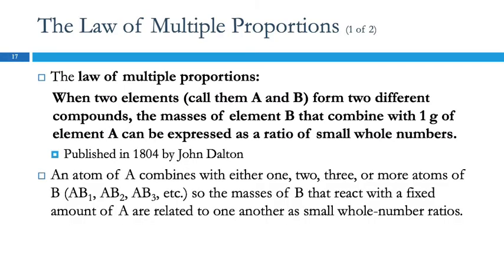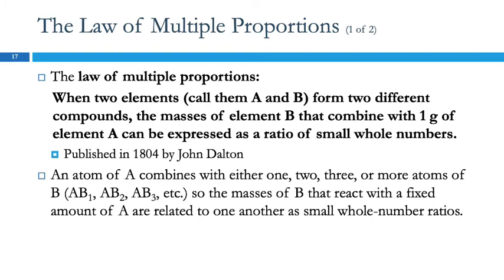That was definite proportions. Multiple proportions. This is one of those things where when you say it in words, it sounds super, super confusing. When two elements, call them A and B, form two different compounds, the masses of element B that combine with 1 gram of element A can be expressed as a ratio of small whole numbers. And John Dalton came up with this one as well. This is your book, trying to explain it a little better.